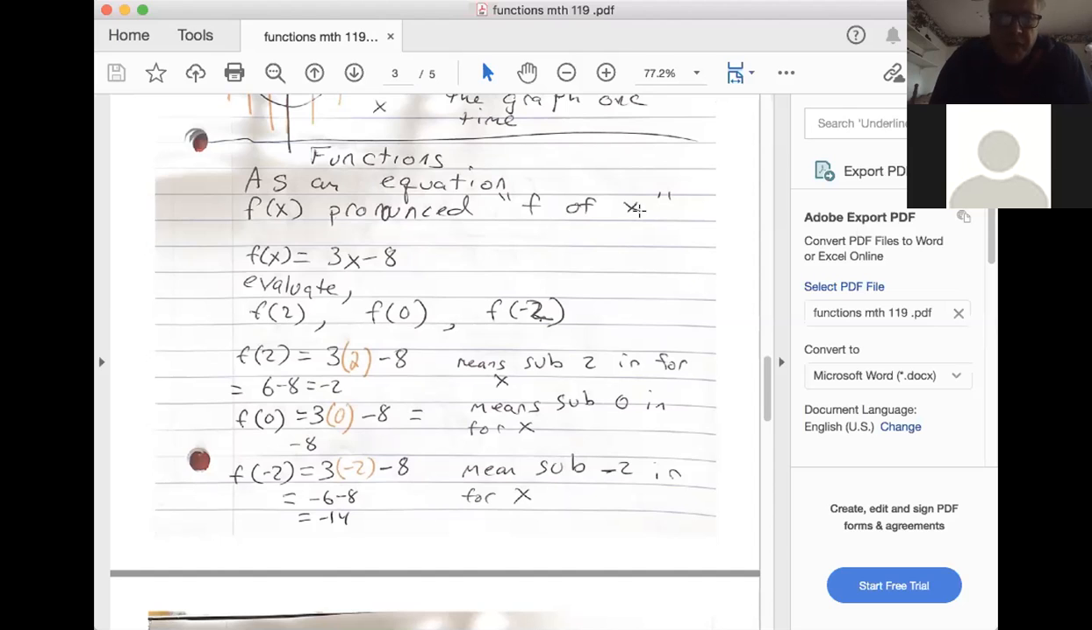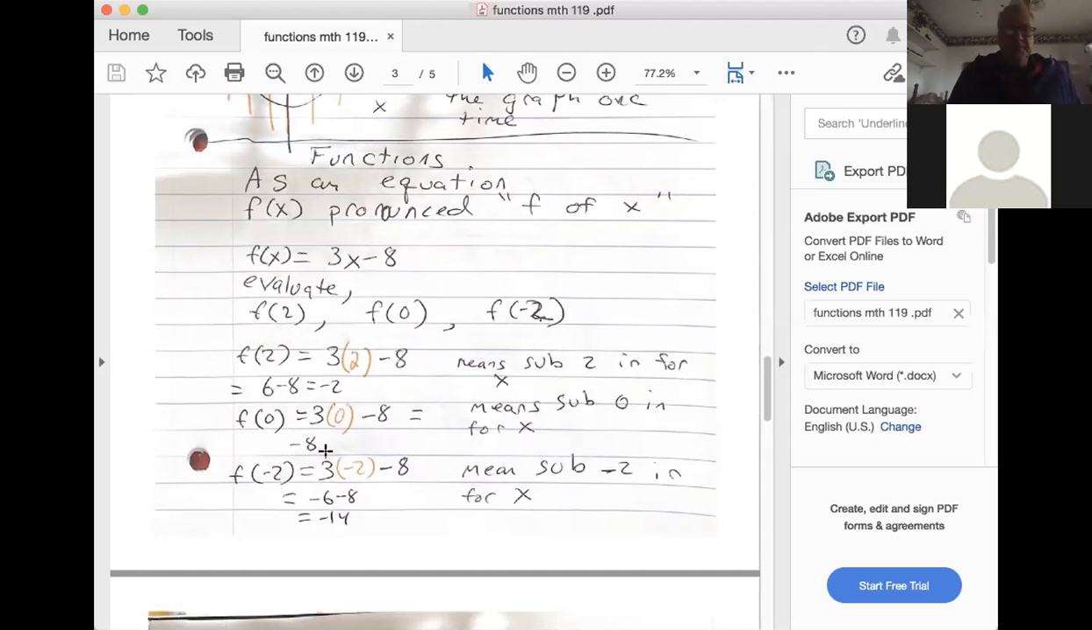Let's suppose f of x equals 3x minus 8. And we're asked to find f of 2, f of 0, and f of minus 2. What f of 2 means is any place you see x in this original equation, we replace that x with a 2. So I substitute 2 in for x and then evaluate. 3 times 2 gives us 6, minus 8 gives us negative 2. The f of 0, this middle one, means every place we see x in this original equation, we put 0 in. So instead of 3x, we have 3 times 0, minus 8, which gives us minus 8.